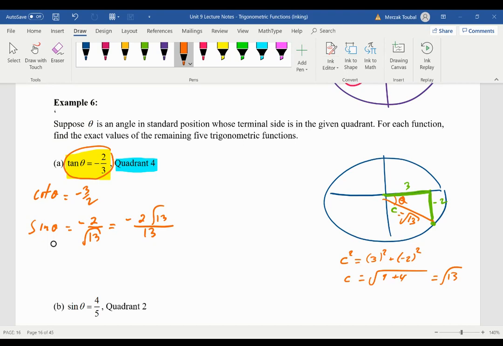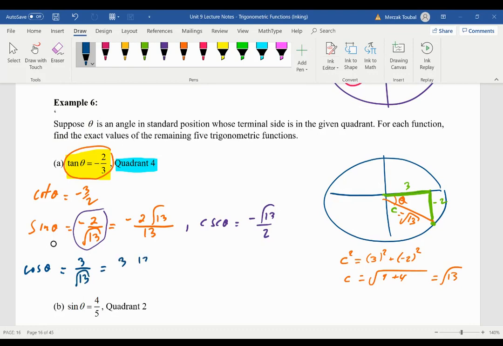Which one is the reciprocal of sine? Cosecant. So let's just take the reciprocal of negative 2 over root 13, which is negative root 13 over 2. So we did cotangent, sine, and cosecant. We need cosine. Cosine is adjacent over the hypotenuse, so it's 3 over root 13. Rationalize: 3 root 13 over 13.